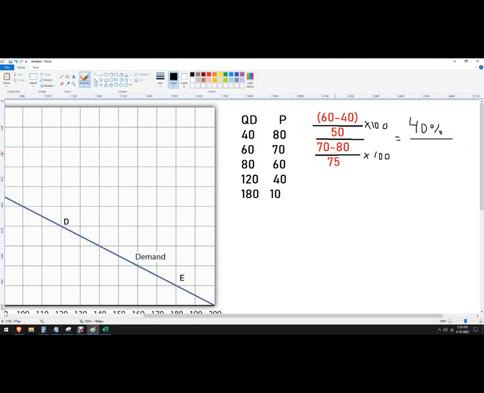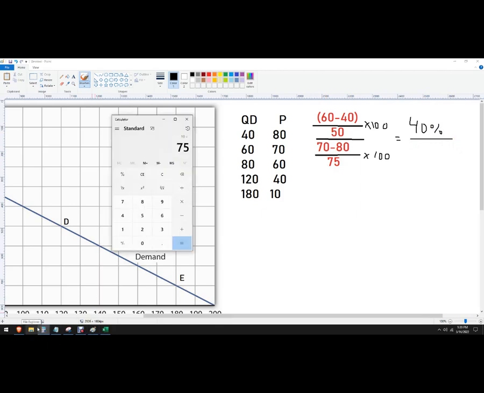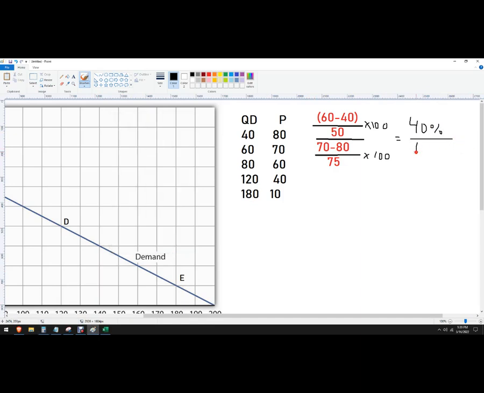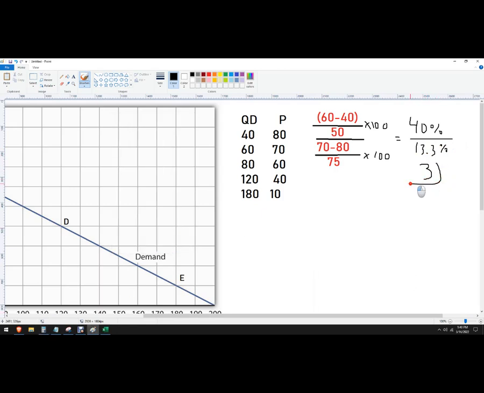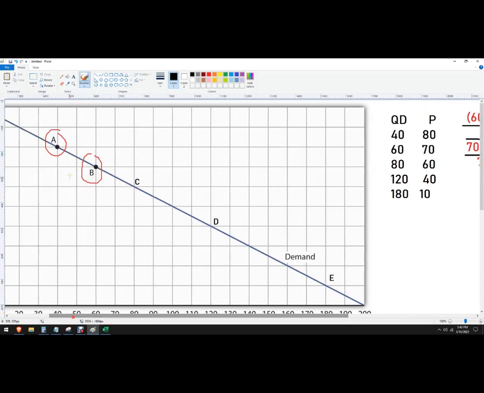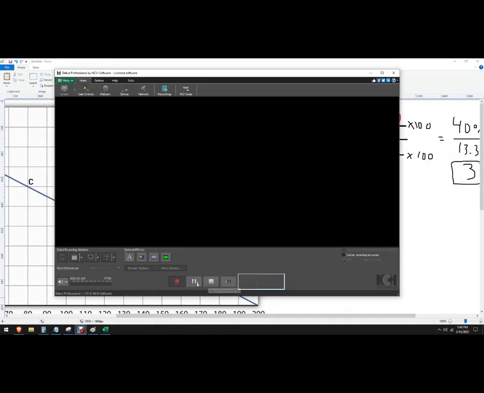And then down here, we have 10 over 75, which is 13 1/3%, and so then you just take 40 divided by 13.3, and you get right around 3. So the elasticity changing from point A to point B is 3.